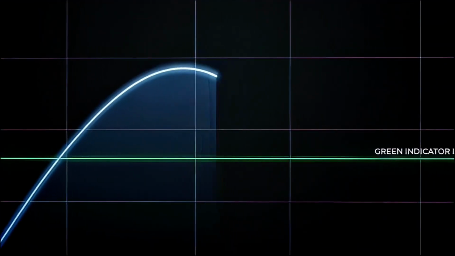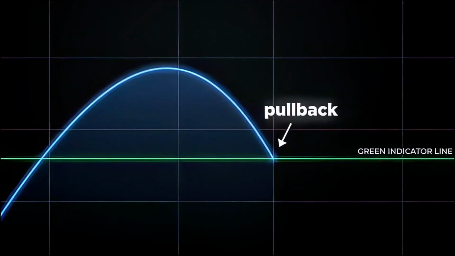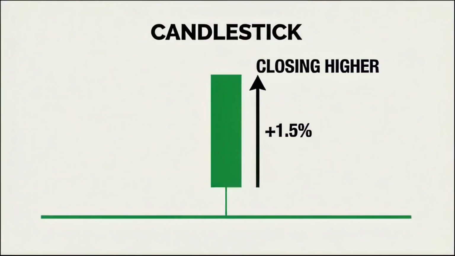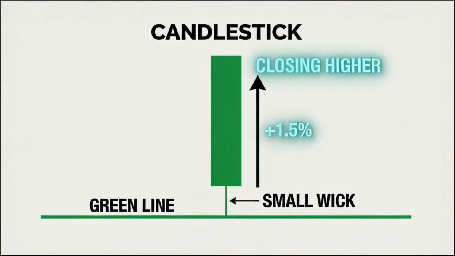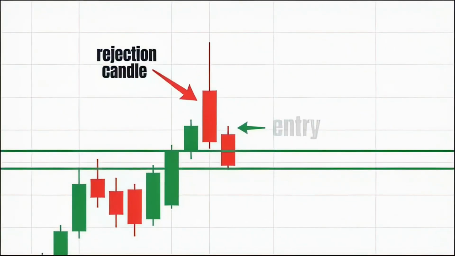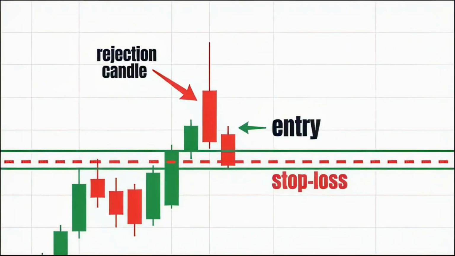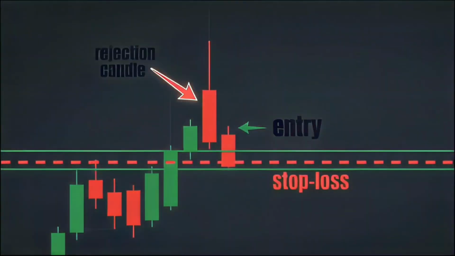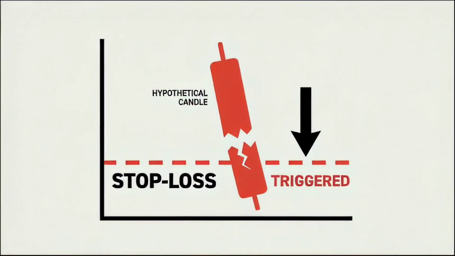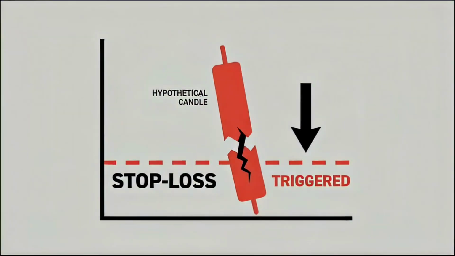The entry is the pullback to the line. Price runs briefly after the flip, then eases back toward it. You wait for a reaction there, a small rejection wick, a candle that pokes at the line and closes back away from it. That reaction is your trigger, not the touch itself. Your stop is the line's current value, exactly as it sits on your chart at the time you enter. If price closes straight through it, the trend this whole trade depended on has broken, and you are out for a small, defined, and completely pre-planned loss.